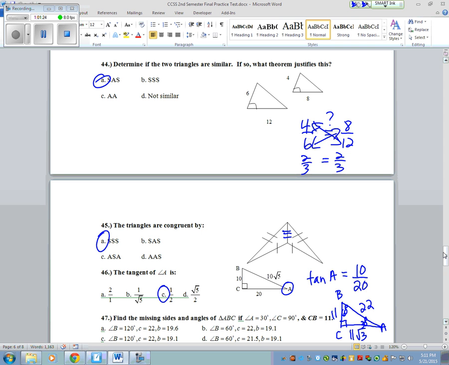So looks like these are written in decimal form. Missing sides. So it's got to be either B or D. Angle B is 60 degrees. Side C, what they're referring to here is side C is going to be opposite angle C. So 22, and then B is 19.1. 11 times √3 must be 19.1. So I think we've got it. Answer choice B on that one.